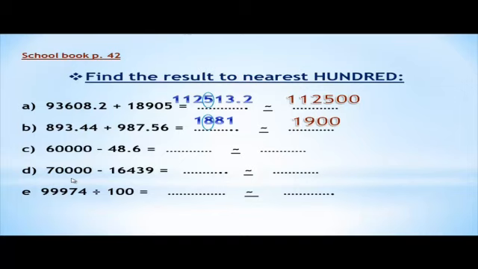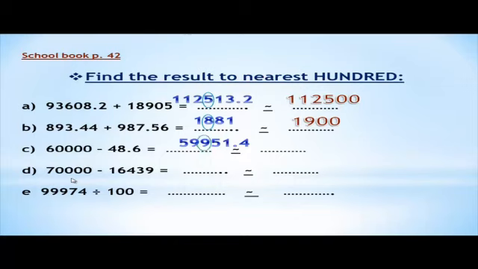Letter C, I have 60,000 minus 48.6. Make the operation of subtraction. The result will be 59,951.4. Determine the place value of the 100.